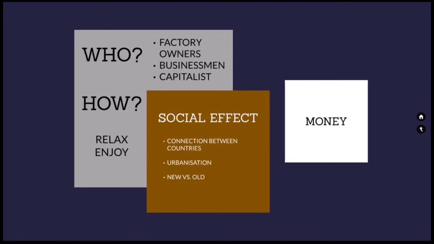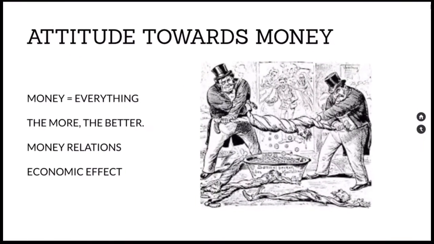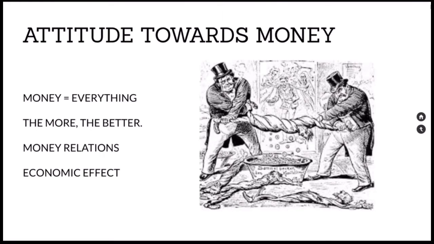But how did the bourgeoisie treat money? What was their attitude towards money? It is pretty direct. Let's look at this picture here. It uses a metaphor to illustrate how the bourgeoisie treated the working class. They literally squeezed them to work. Men, women, even children were forced to work during that time.